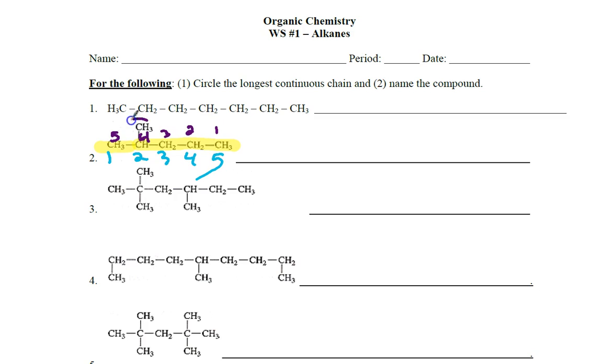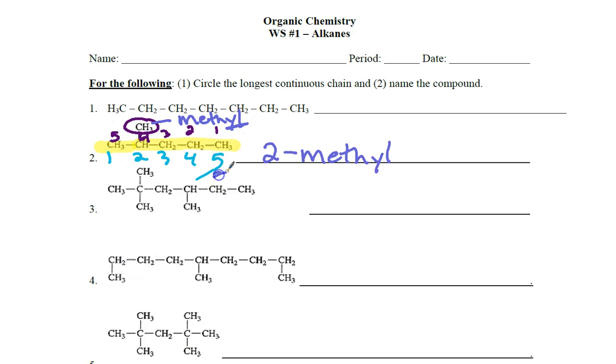And you want your branch, which looks like a little cul-de-sac off the main road, to have the lowest number possible. So if you do the blue numbering, you get a 2. If you do the purple numbering, you get a 4. The 2 trumps the 4, so you want that. And that branch is a methyl group because it has one carbon. When it's a branch, the suffix ending is yl. So we would say 2-methyl.